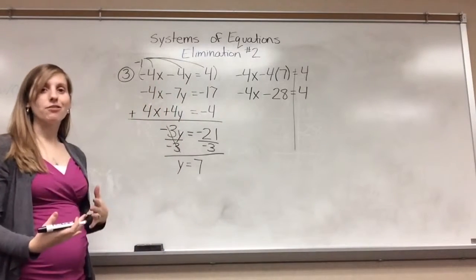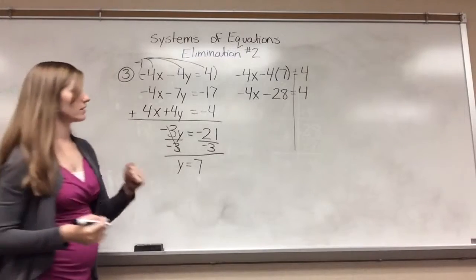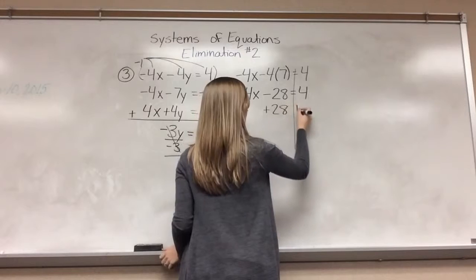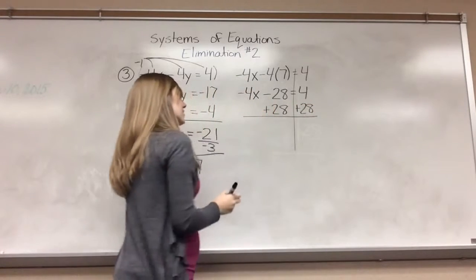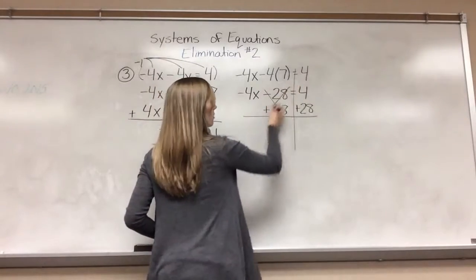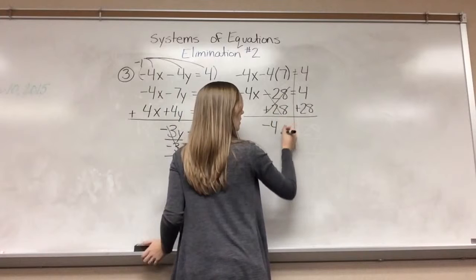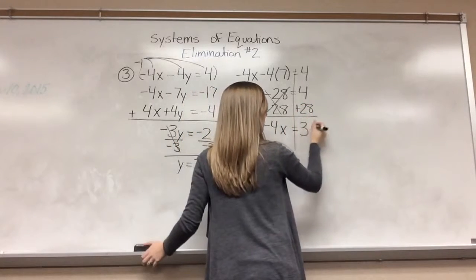So I still need to solve for x. My next step would be to cancel out the negative 28. So to cancel that, I'm going to add 28 to both sides. Negative 28 and positive 28, those cancel to be 0, so they're gone. I have negative 4x equals 4 plus 28 is 32.